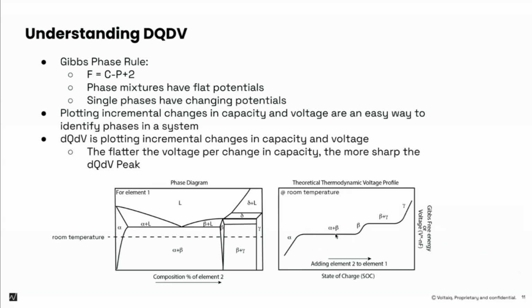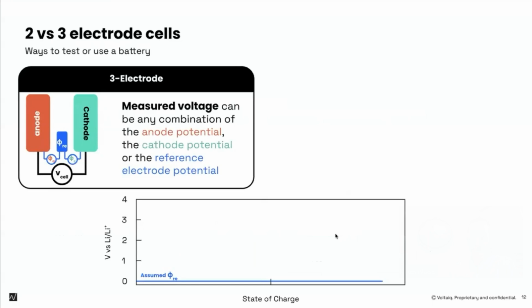So let's take a look at what this actually looks like as we move forward. Before I can do that, though, I have to touch on one thing here. This is the difference between 2-electrode and 3-electrode measurements. I alluded to this earlier. The reason I'm doing this isn't necessarily from a practical standpoint of, I think you guys should all do 3-electrode measurements, but so that when you look at the dQ/dV profile, you're able to understand where these things are actually coming from.